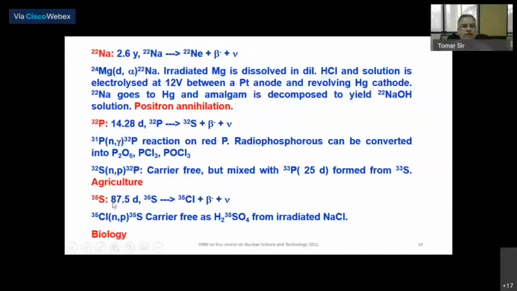Similarly, sulfur 35, 87.5 days, decays by beta minus to chlorine 35, and it is produced in the reactor by the chlorine 35 (n,p) reaction, sulfur 35. Again, it is carrier free, and from sodium chloride irradiation you can separate and get sulfuric acid labeled with sulfur 35. This sulfur 35 is used in biology.